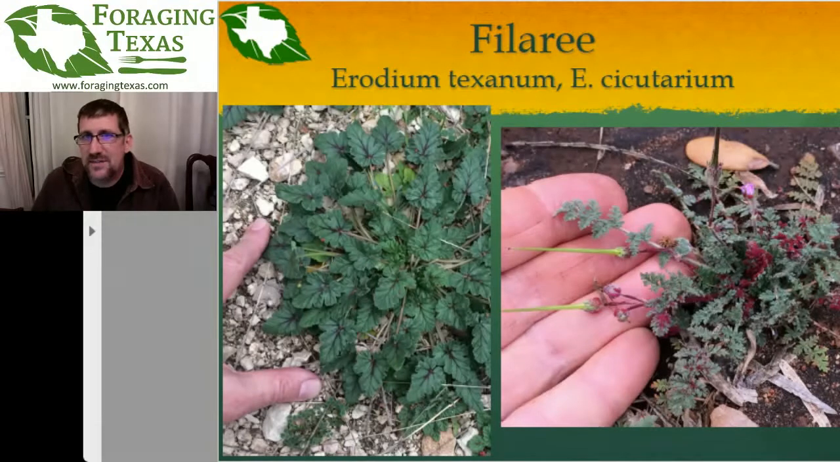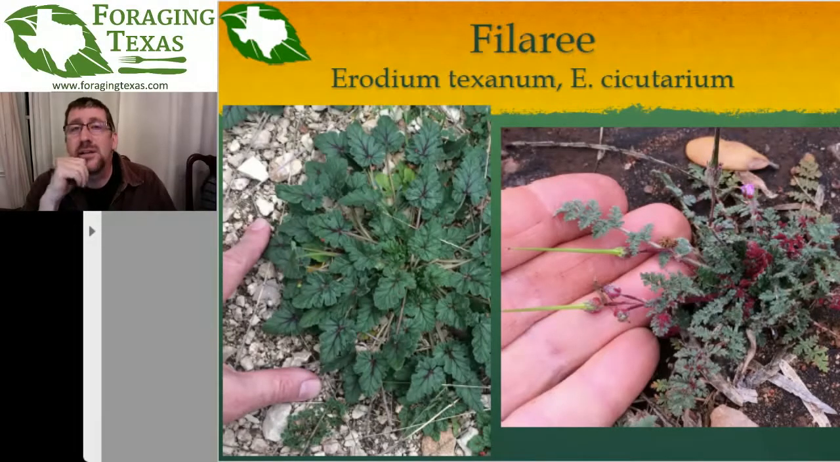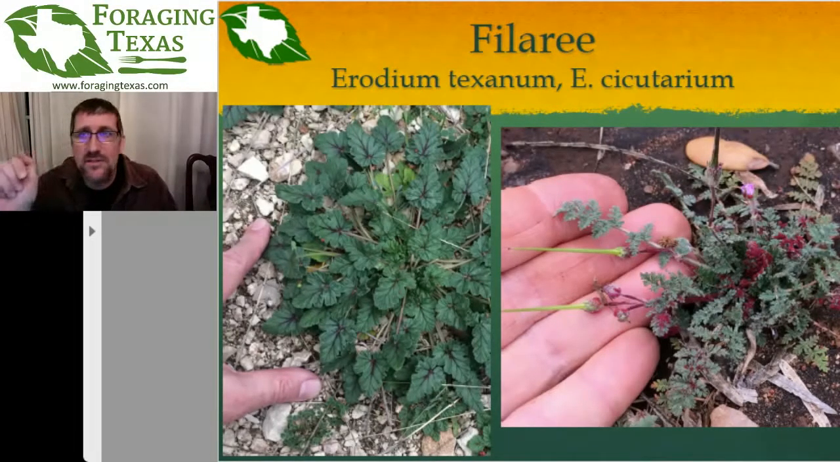You can see this low-growing, close to the ground, thick cluster of leaves. And one of the key identifying properties is that dash of purple in the veins. And then if you see on the right-hand picture, those long green spikes, that is the seed spike.